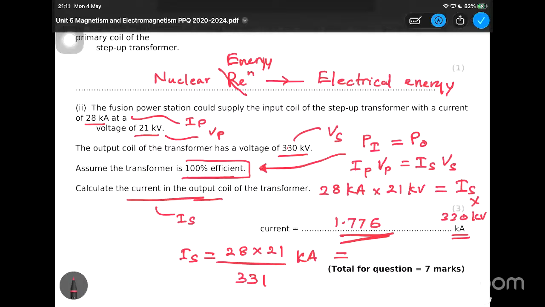Confirm the answer. Did anyone get the answer? If there are any mistakes, please go through the question and the method that I have used and get the answer. Don't just copy the answers. You need to engage in these questions, okay?